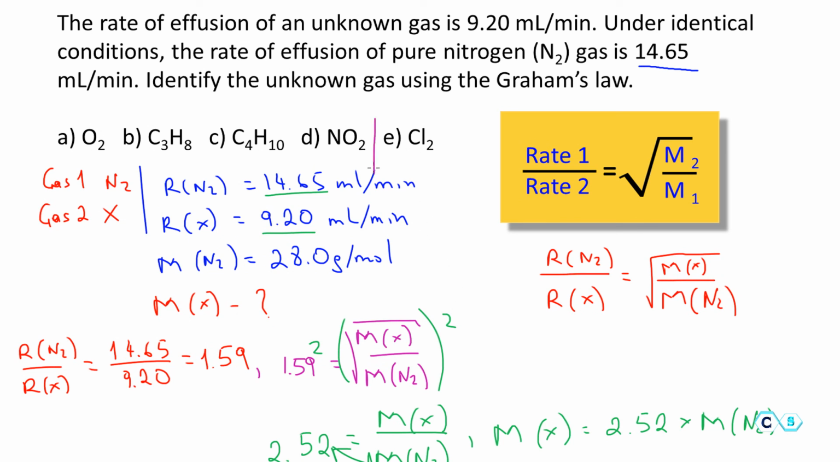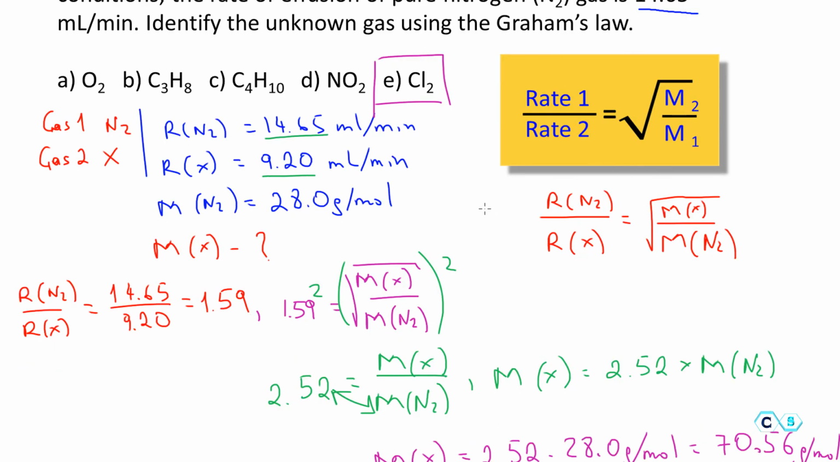And here we can see that answer E is the correct answer. So chlorine is heavier, that's why its effusion rate is lower than nitrogen's.